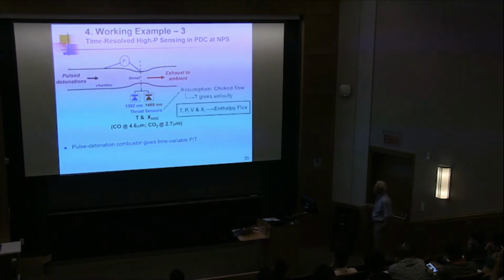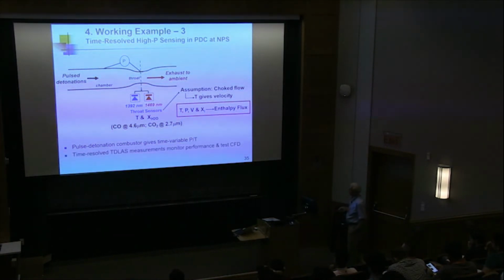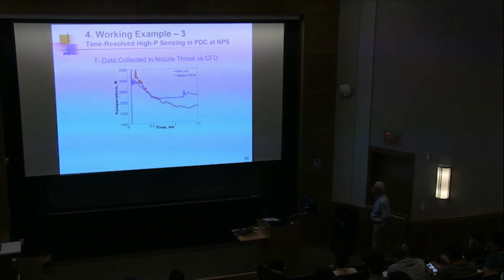We measure all those things, which means we measure the combustion products, put all that together, and we get the enthalpy flux. And we can measure time-resolved temperature. These temperatures are pretty high now. We're measuring 3,000, 4,000 Kelvin.